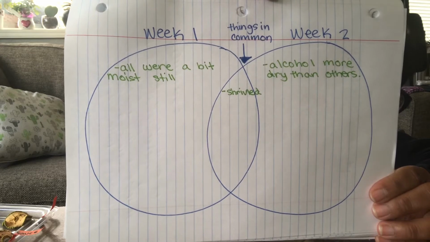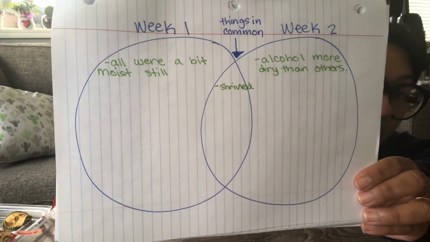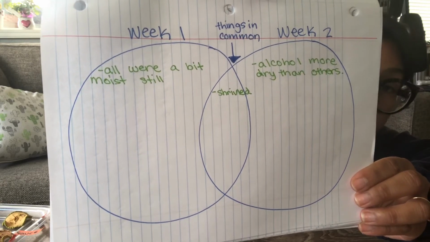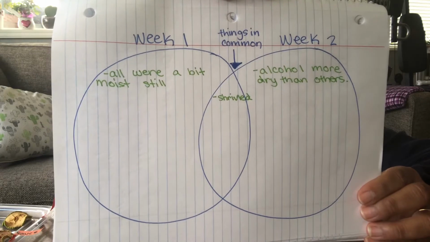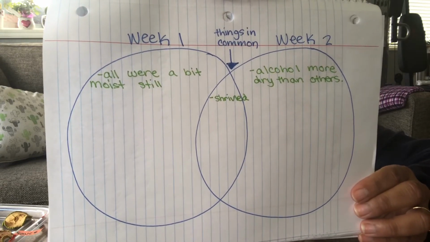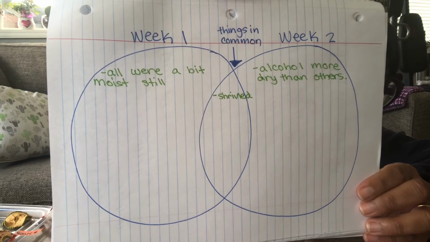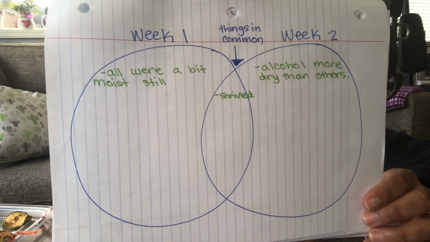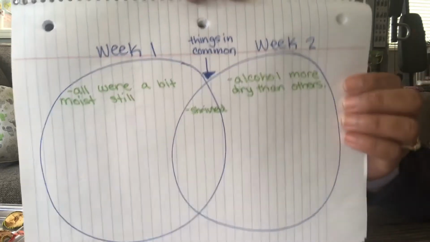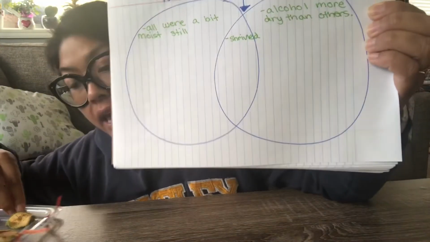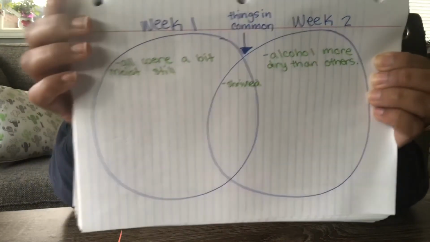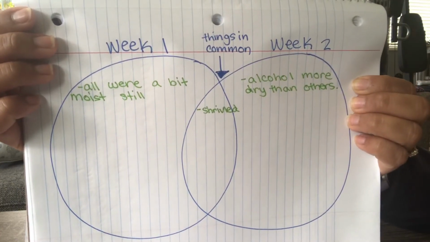So week 1, I noticed that the apple slices were still a little bit moist. They had some water left to be dehydrated, and that is going to help the decomposition process. For week 2, I noticed today in my findings that the alcohol was more dry than the others. So that was my observation for week 2.